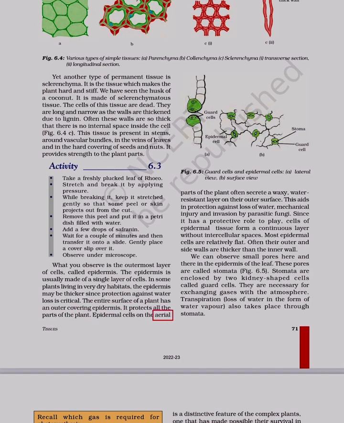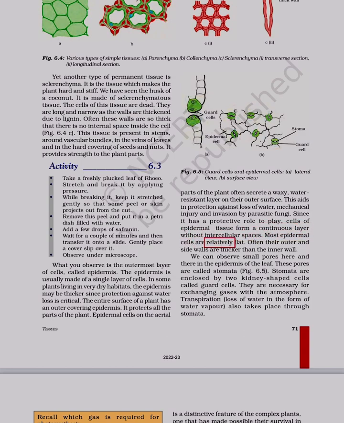Epidermal cells on the aerial parts of the plant often secrete a waxy, water-resistant layer on their outer surface. Figure 6.5. Guard cells and epidermal cells. A. Lateral view. B. Surface view. This aids in protection against loss of water, mechanical injury and invasion by parasitic fungi. Since it has a protective role to play, cells of epidermal tissue form a continuous layer without intercellular spaces.